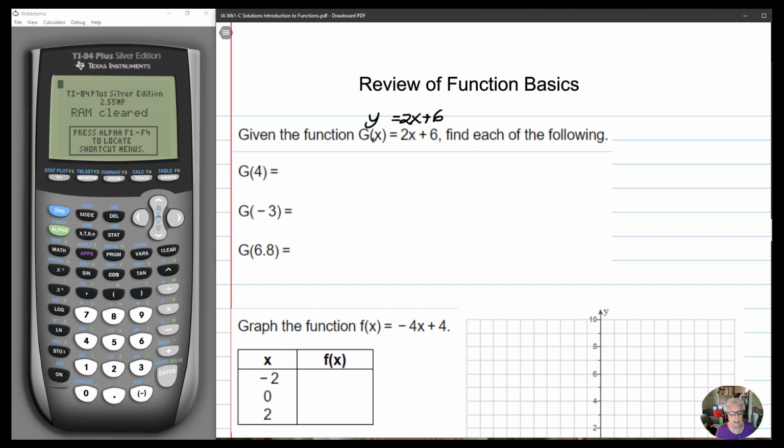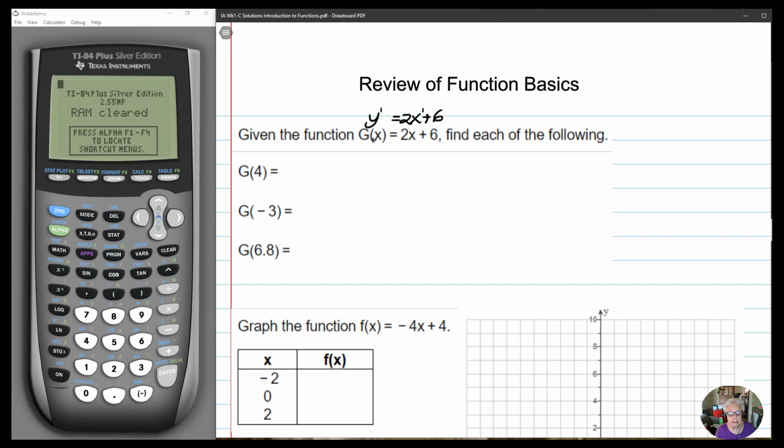You can tell that because the power on each of the variables is 1, an invisible one. We know it's there. It's not some other number. Therefore, we have a linear function, which is a straight line function. All right, g of x is a code that we use instead of y.